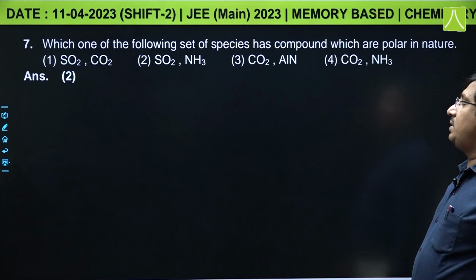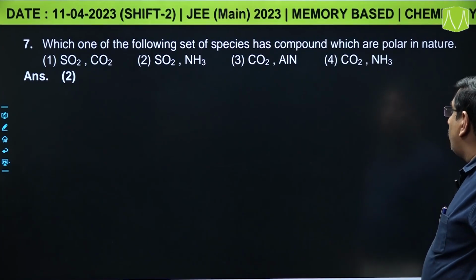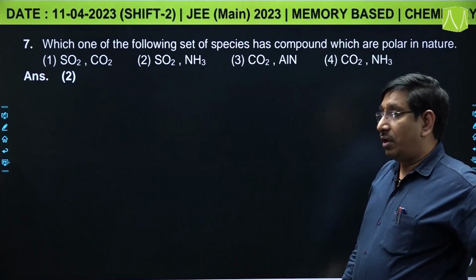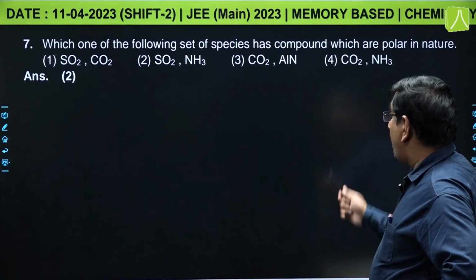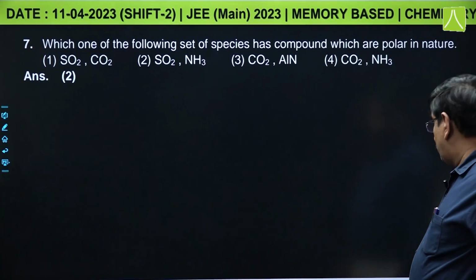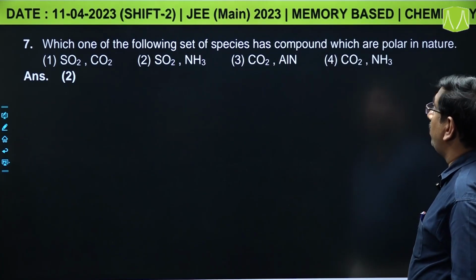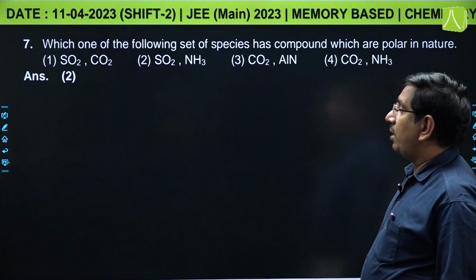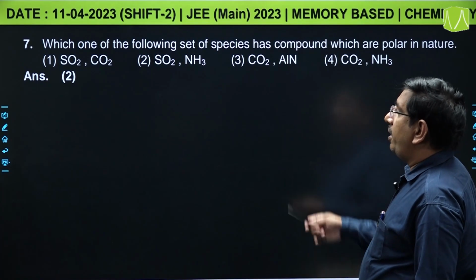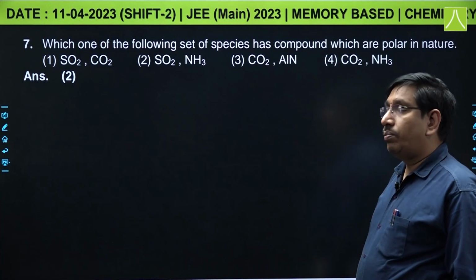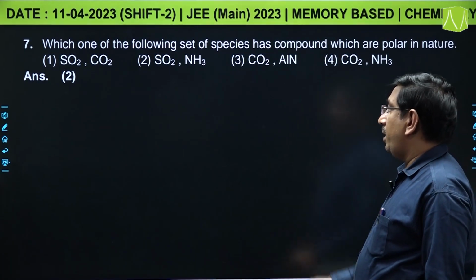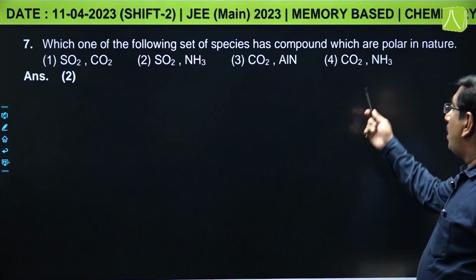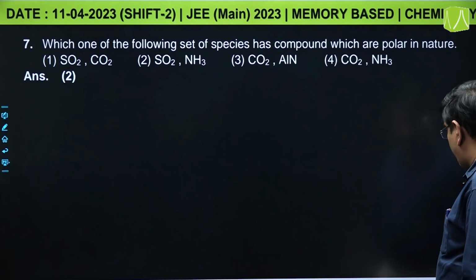Which of the following sets of species has compounds which are polar in nature? Polar molecules are those which have non-zero dipole moment. If they have zero dipole moment, they are non-polar molecules. Now, in the given sets of species, in SO2 and CO2, CO2 is non-polar and SO2 is polar. SO2 and NH3 both are polar species. In CO2 and AlN, CO2 is non-polar and aluminum nitride is polar, and here also CO2 is non-polar, NH3 is polar.